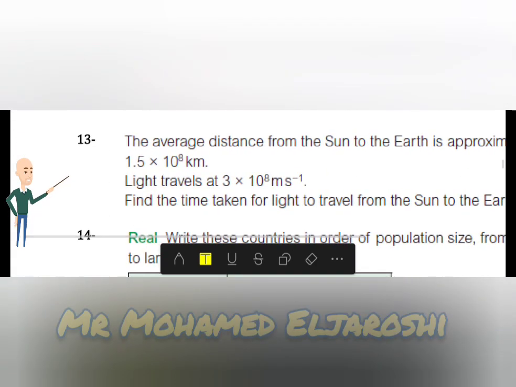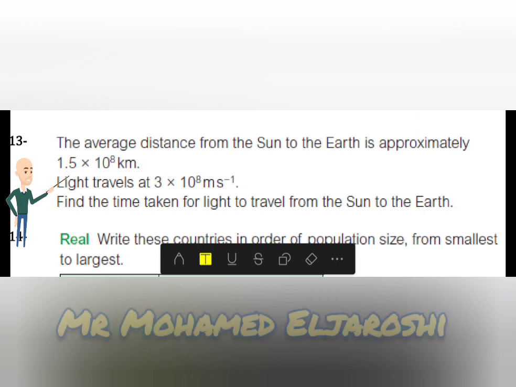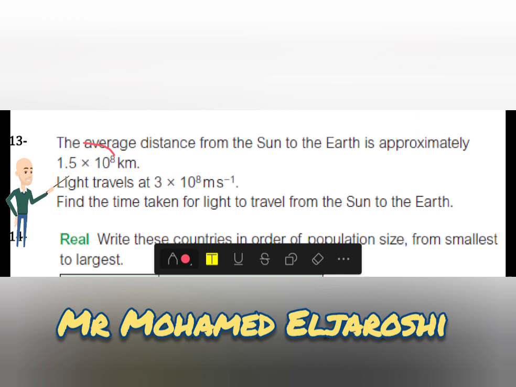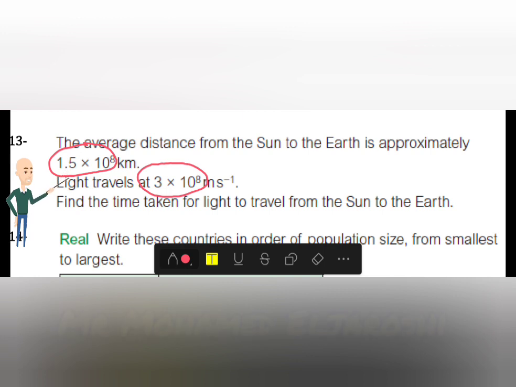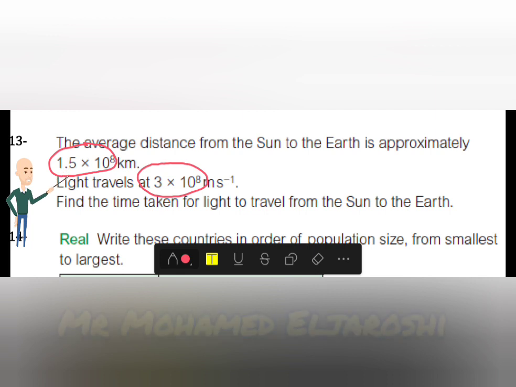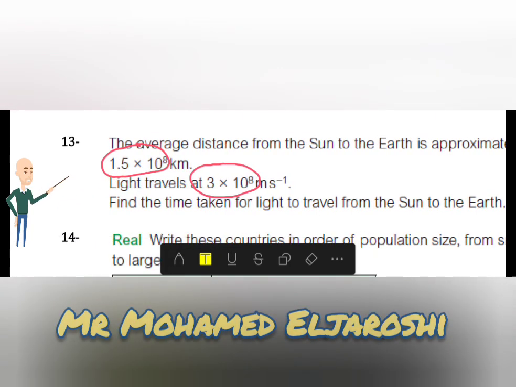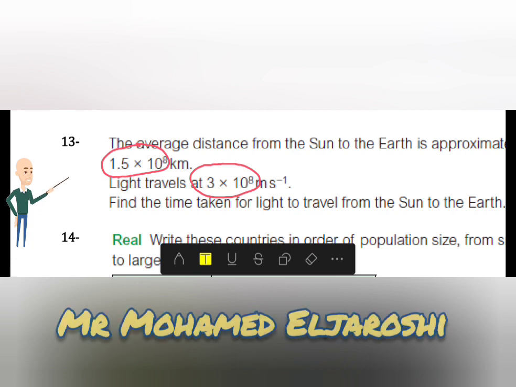Now, let's move on to the next question. Question 13: The average distance from the Sun to the Earth is approximately 1.5 times 10 power of 8 kilometers. Light travels at 3 times 10 power of 8 meters per second, meters per second to the power of negative 1. Find the time taken for light to travel from the Sun to the Earth. So they need the time taken to travel from the Sun to the Earth.